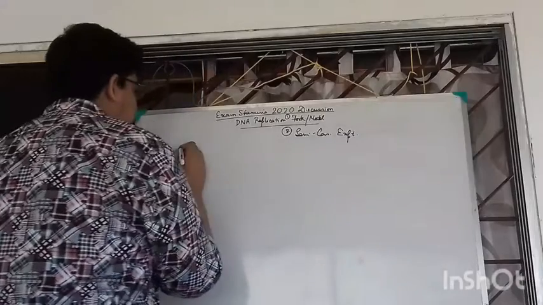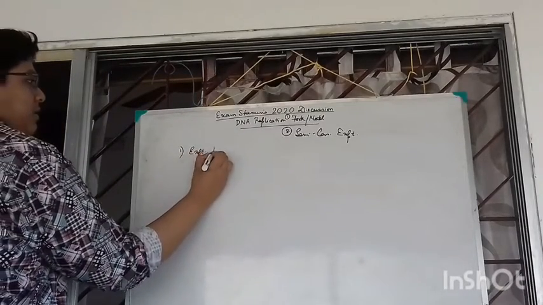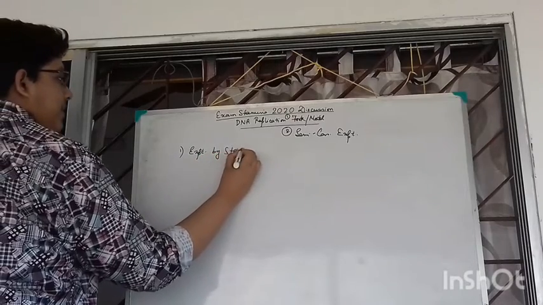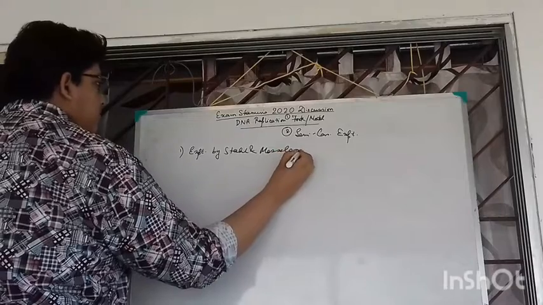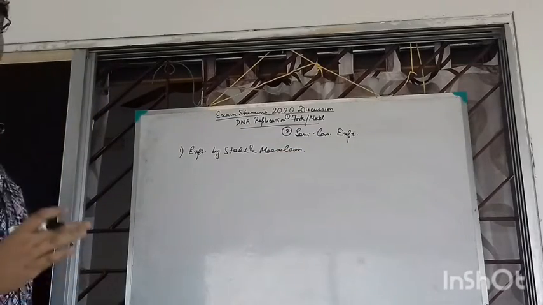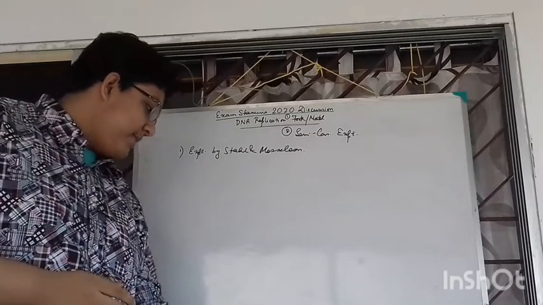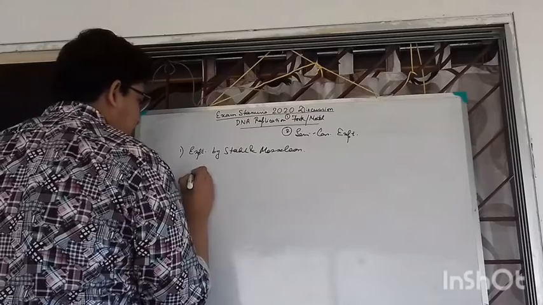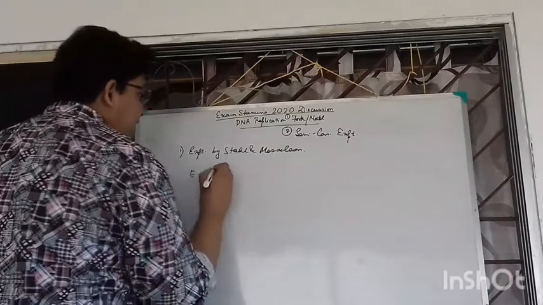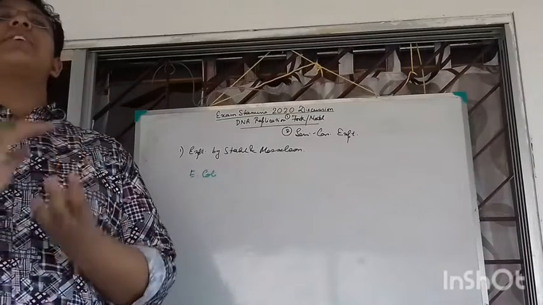Number 1, the experiment by Meselson and Stahl. What experiment did they do? They had taken E. coli and had grown them in a nutritive medium.